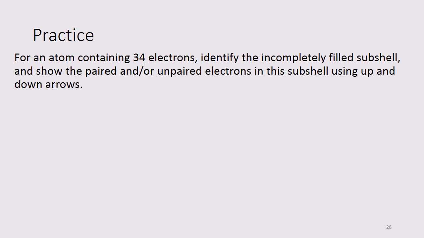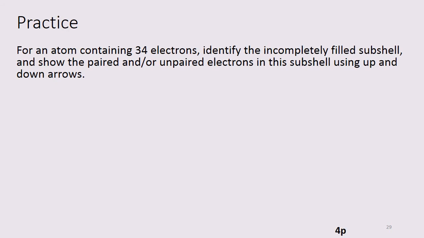All right, now for an atom containing 33 electrons, identify the incompletely filled subshell and show the paired and or unpaired electrons in this subshell using up and down arrows. Okay, so let's go through this step by step. All right, so let's do a practice together.